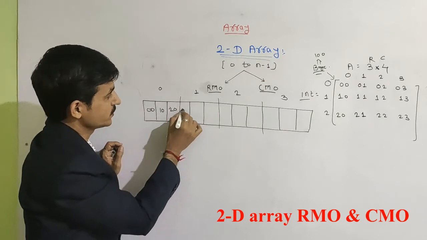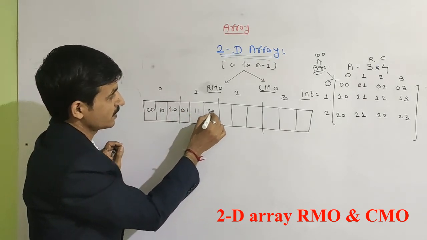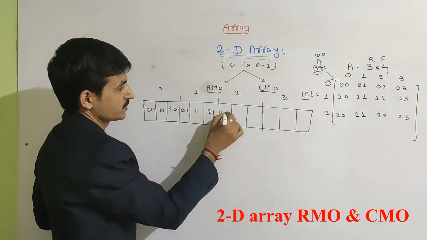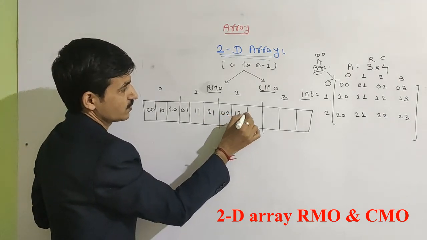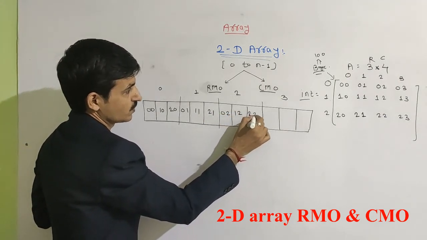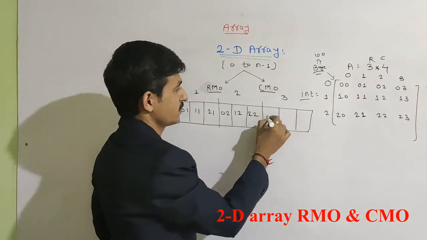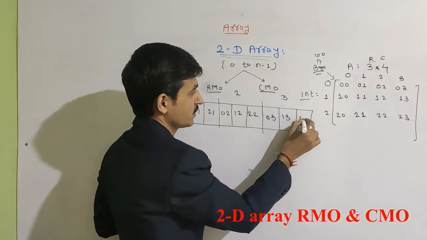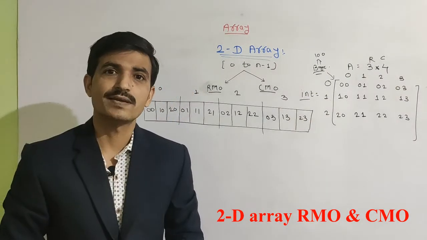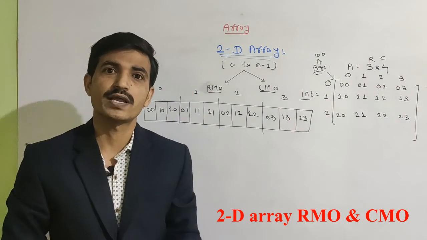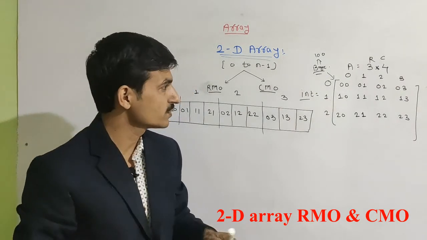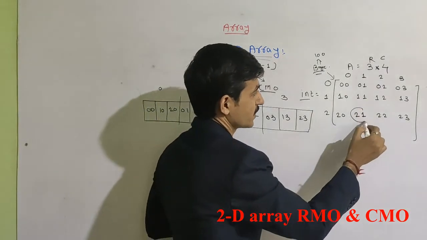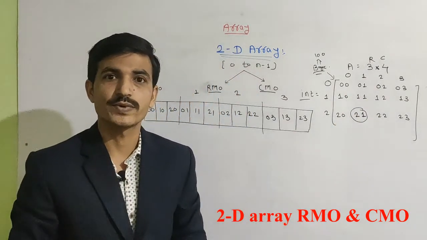In the second column: 0, 1, 1, 1, 2, 1, 0, 2, 1, 2, 2, 2. Then 0, 3, 1, 3, 2, 3. Now once the element is written in terms of a one-dimensional array, we have to find out, taking the same example again, that we write for the row major order.